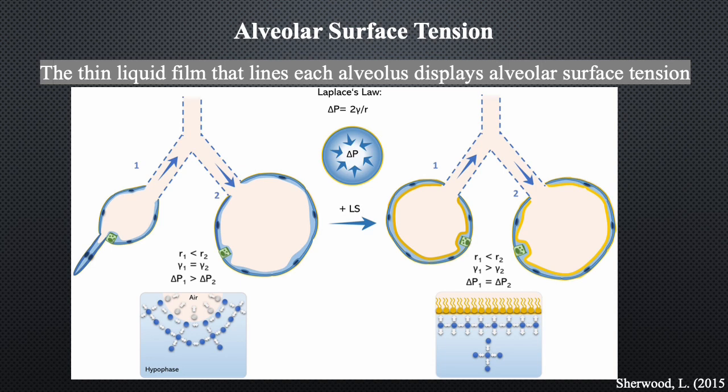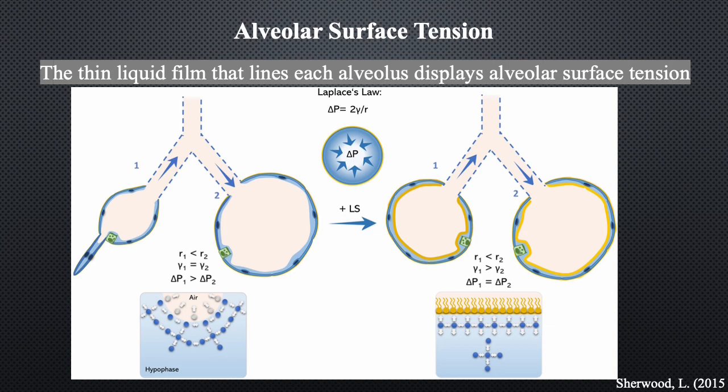First, the liquid layer resists any force that increases its surface area. That is, it opposes expansion of the alveolus because the surface water molecules oppose being pulled apart. Accordingly, the greater the alveolar surface tension is, the less compliant the lungs are.